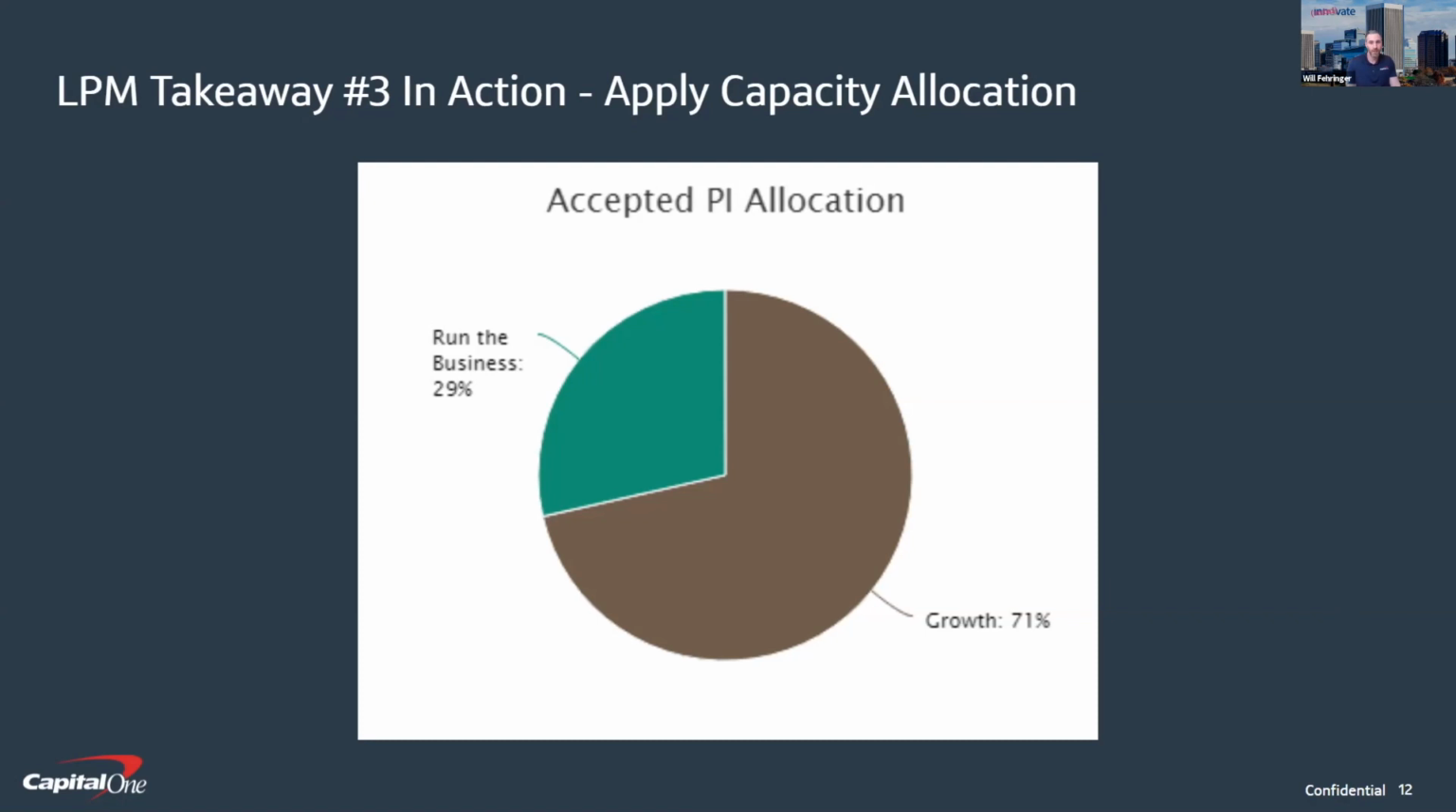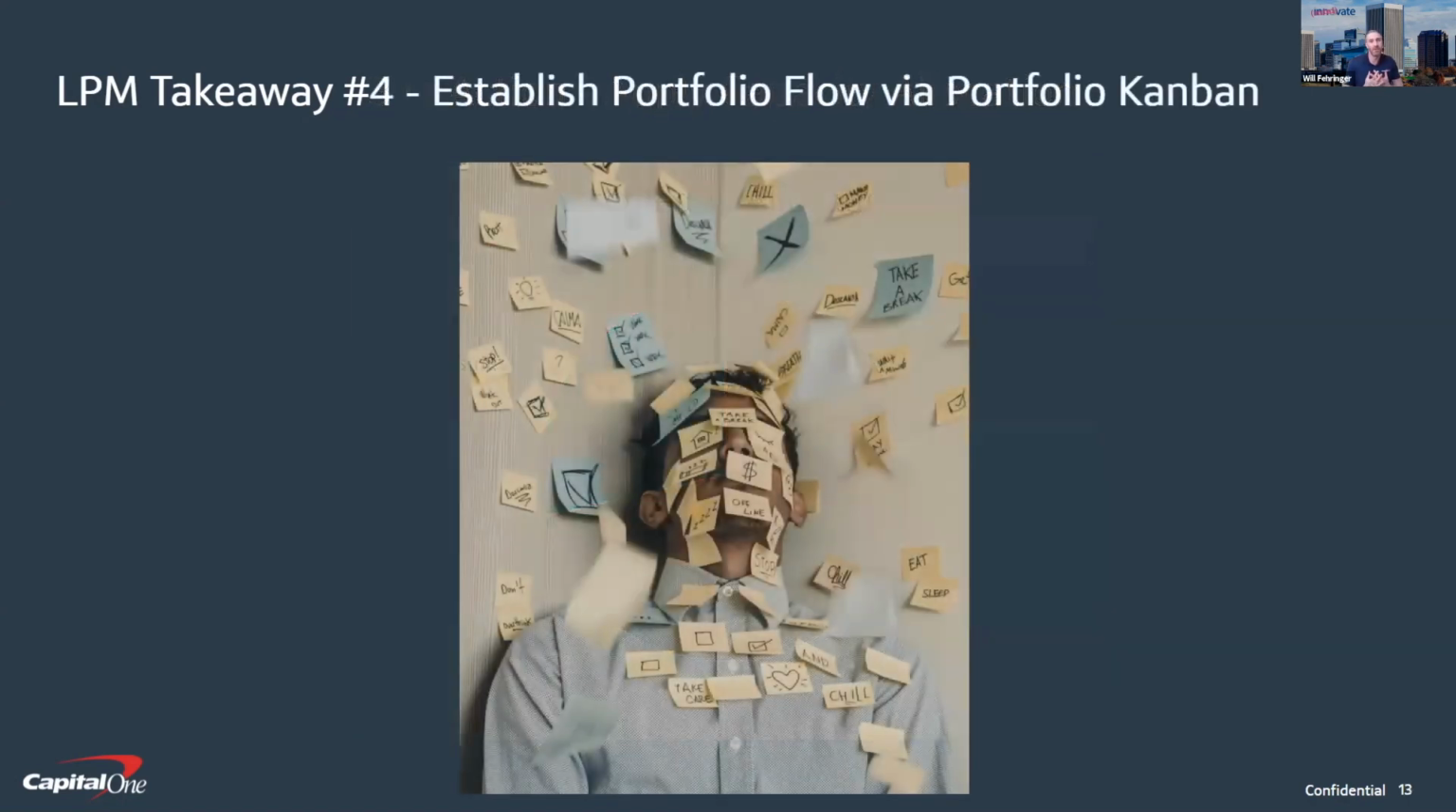All right, so let's move on to our fourth LPM takeaway. This is establishing flow with our portfolio Kanban. So to recap our reconnaissance portfolio, we know where we're headed. We've got our enterprise strategy. We've got our strategic themes or portfolio objectives. We have a rough idea of how our capacity is being allocated across our different buckets.